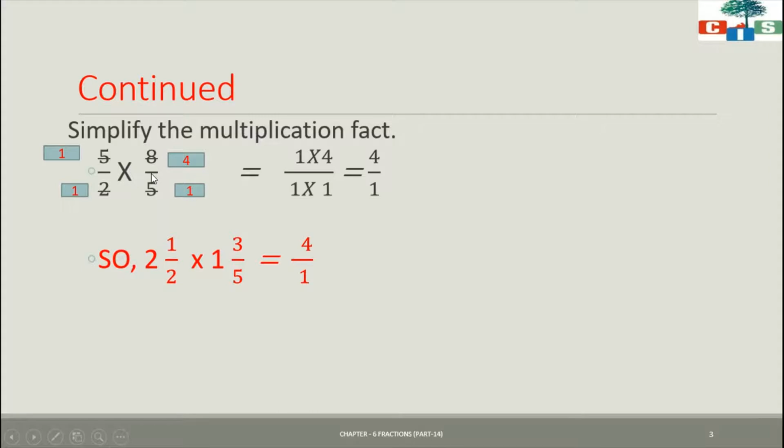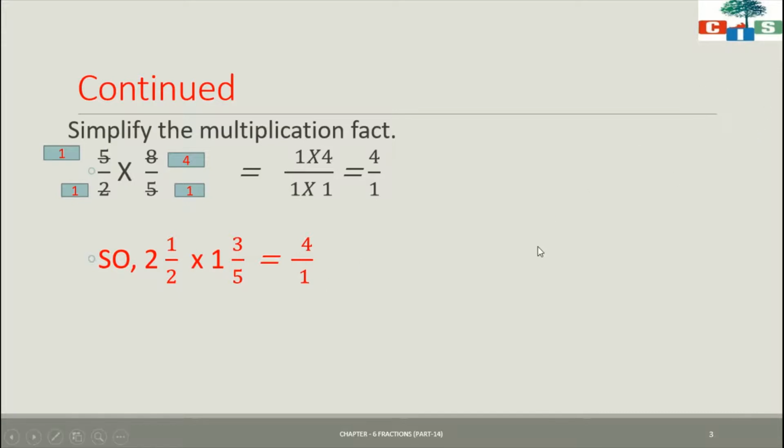So scholars, here we have simplified these fractions. Now we will multiply numerator and denominator. In the numerator we have 1 multiplied by 4, and in the denominator 1 multiplied by 1. So 1 multiplied by 4 is 4 and 1 multiplied by 1 is 1. The final answer you have to write like this: 2 1 by 2 multiplied by 1 3 by 5 is equal to 4 by 1.